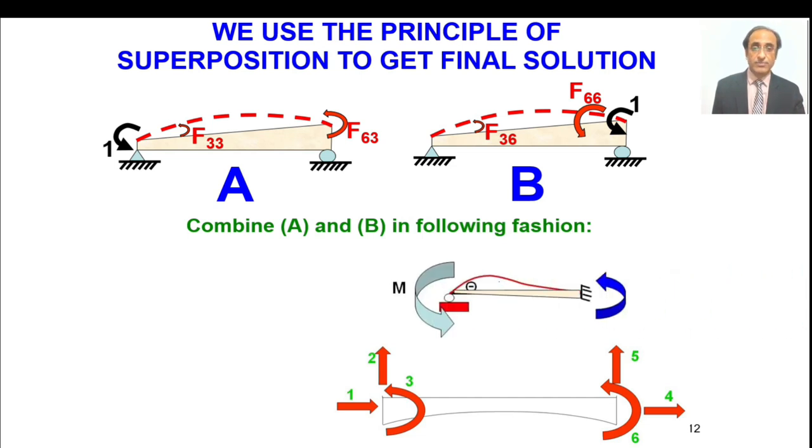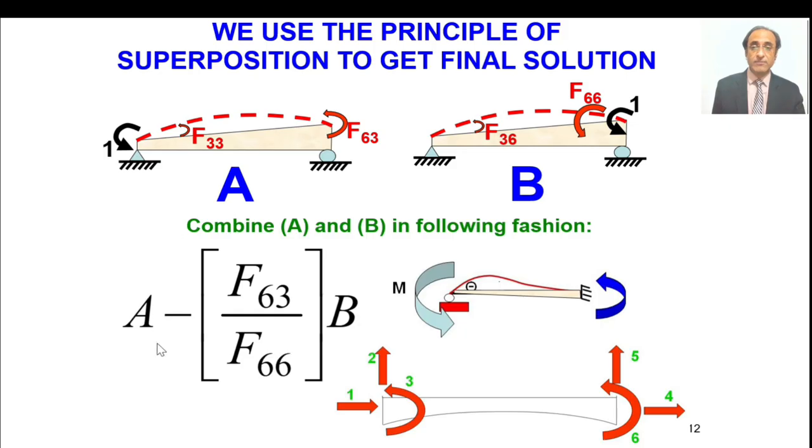For this purpose, we combine these two cases, we do superposition in this particular proportion. We have purposely divided case B by f66 and multiplied it by f63 so that we have exactly the same rotation, and then we subtract this modified B from A. In that case, we will have perfect locking condition at this end. So we get a situation something like this, that at the left end we have some moment and we have some rotation also.